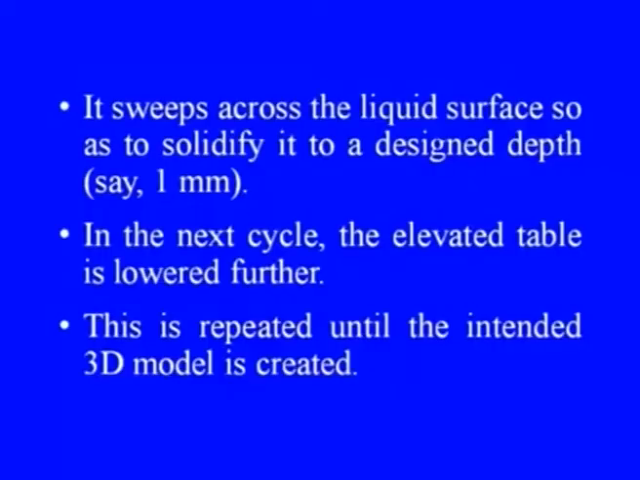It sweeps across the liquid surface so as to solidify it to a designed depth, say for example 1 mm. In the next cycle, the elevated table is lowered further, as in the case of LOM we have seen. The table is lowered subsequently, in its cycle, by a thickness that is being built in the current iteration. This is repeated until the intended 3D model is created.